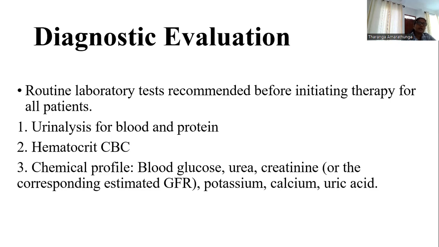How to diagnose hypertension? Firstly, monitor BP regularly. Next, we can do ambulatory BP. Then, routine laboratory tests are recommended before initiating therapy for all patients: urine analysis, hematocrit, chemical profile, blood sugar, urea, creatinine, potassium, calcium, uric acid, lipid profile. Then 12-lead ECG and echocardiogram.